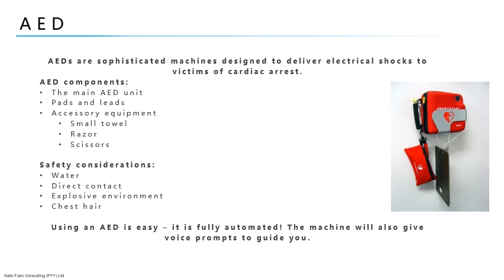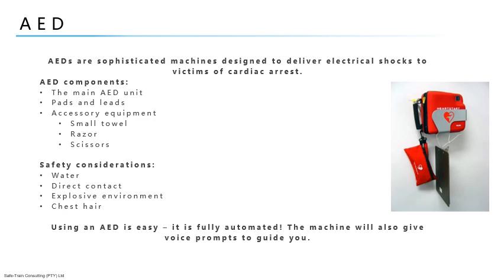Accessory equipment. An AED may contain other items including a small towel. This is used to dry the chest of the patient before applying pads. Razor. Excessive chest hair may prevent the pads sticking, so a razor is provided. Scissors. Pads should be applied to bare skin, so scissors may be provided to cut through clothing.